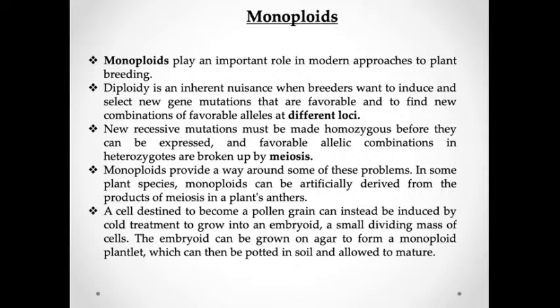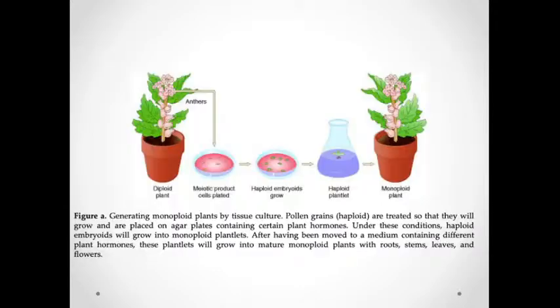Monoploids play an important role in modern approaches to plant breeding, and they have different loci and they are broken up during the meiosis also. So this is a generation of steps showing how we take anther from a plant and plate the meiotic product cells on the medium, then haploid embryos will grow on that, then haploid plantlets are put in the agar medium, then you have a monoploid plant at the end.